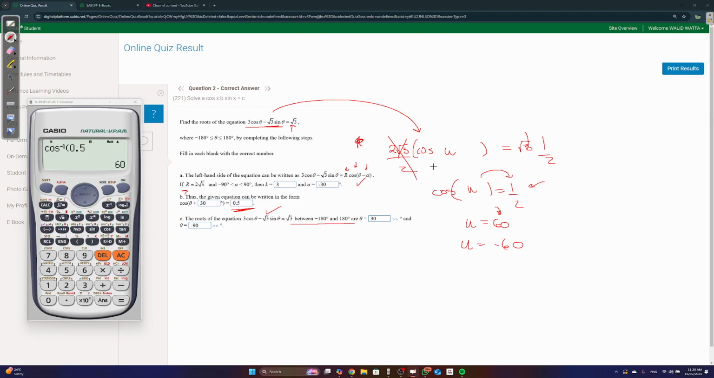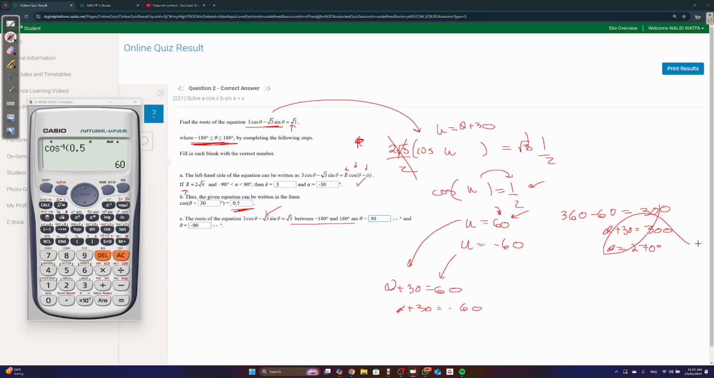Then we know that u is theta plus 30. So you can change this back now. Theta plus 30 is equal to 60. Theta plus 30 is equal to negative 60. If you do 360 minus 60, you get 300. If theta plus 30 is equal to 300, you're going to get theta is equal to 270 degrees. But the problem is it doesn't fit in the domain. So this is wrong.